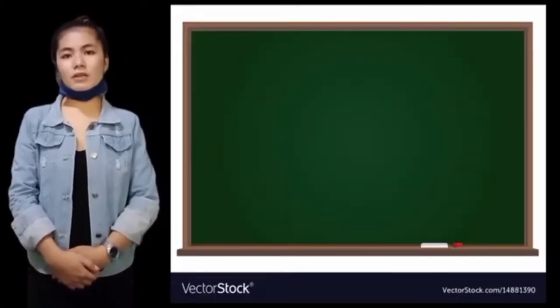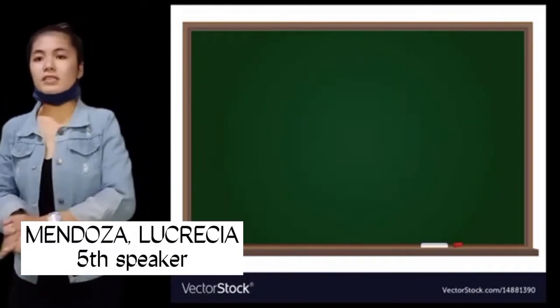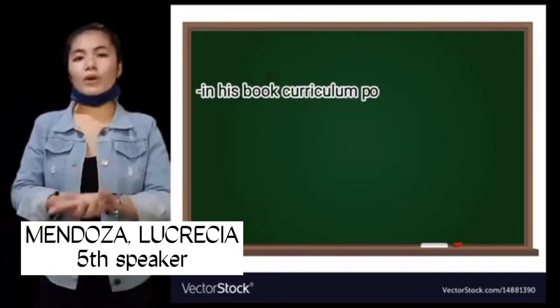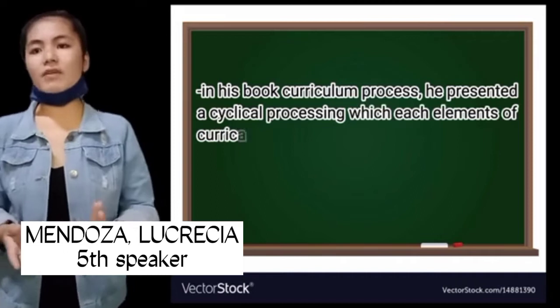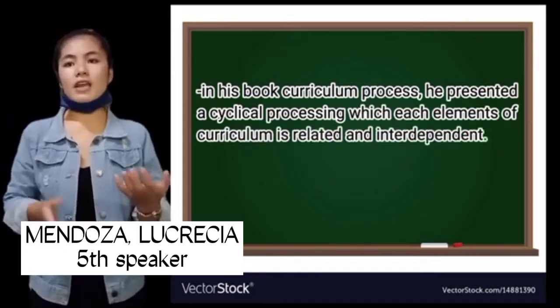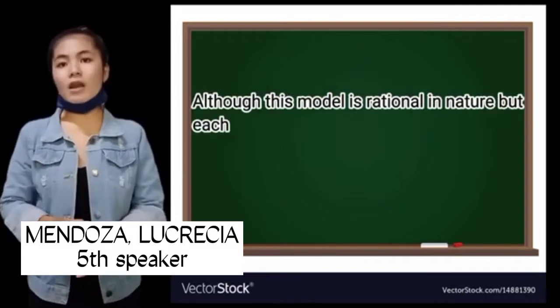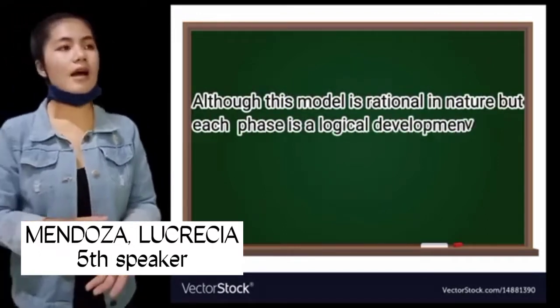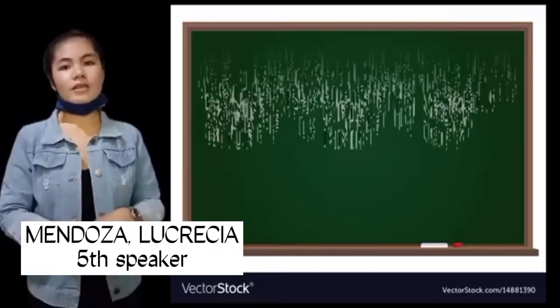So the next one is Wheeler's curriculum development model in 1967. In his book Curriculum, he presented a cyclical process in which the elements of the curriculum are related and interdependent. Although this model is rational in nature, it is a developmental process.